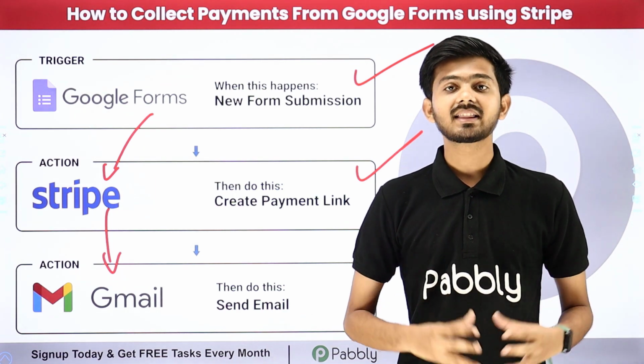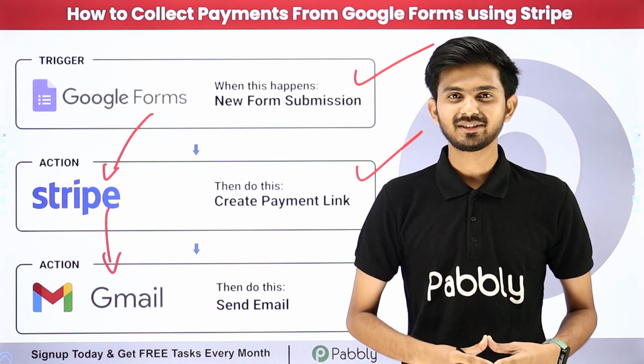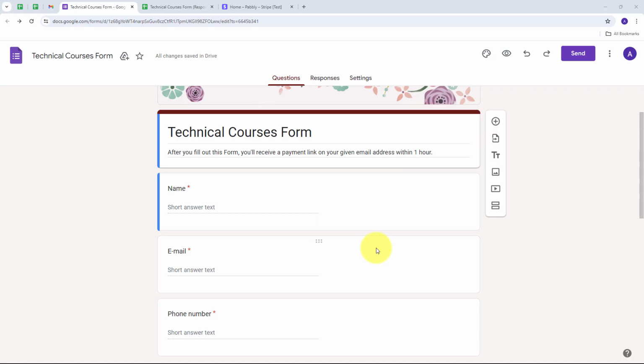So how am I going to build this connection? For that, let me take you to my computer screen. I hope you can all see my computer screen, and today we are going to see how we can collect payments from Google Forms using Stripe. I'm using Stripe as my payment gateway, and in Google Forms I have added the courses that I offer.